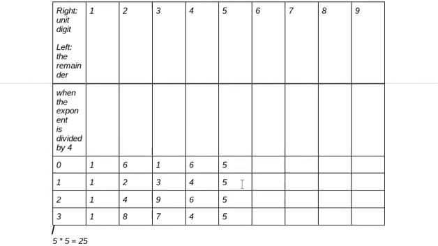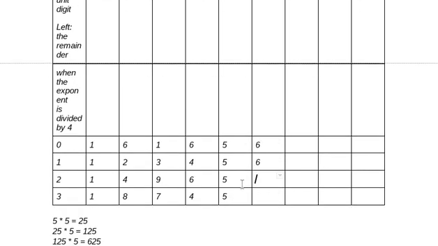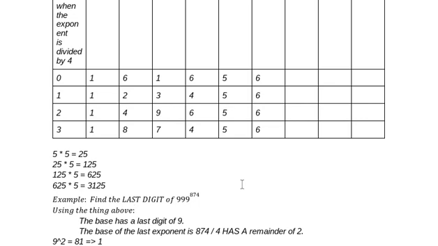We are then going to talk about 6. 6 is just simply this. Why? Because if you do 6 times 6, it will be 36. 36 times 6 is equal to 216. 216 times 6 is equal to 1296. 1296 times 6 is equal to 7776. As you can see, no matter what the exponent is, it will always end in 6.